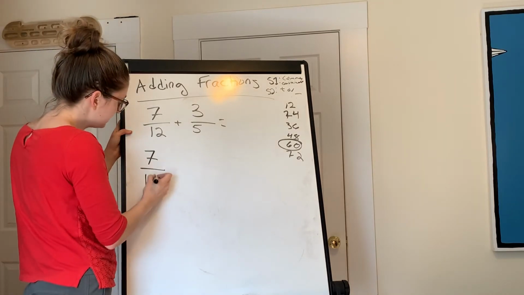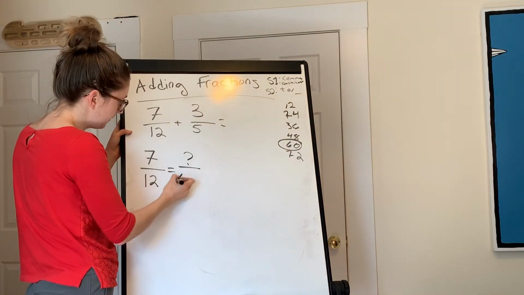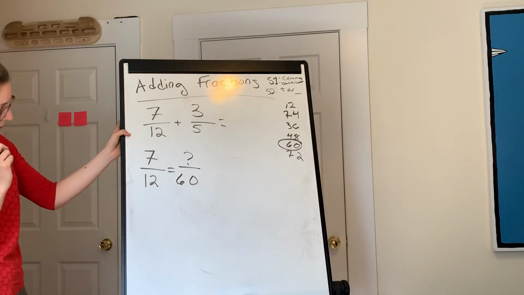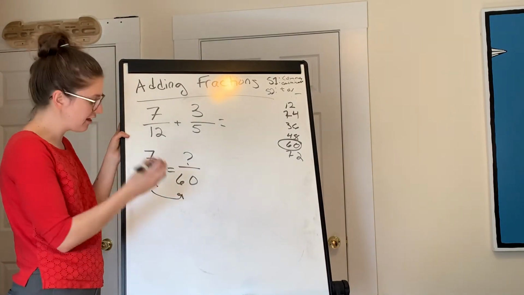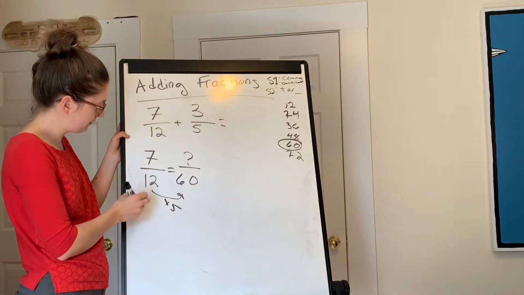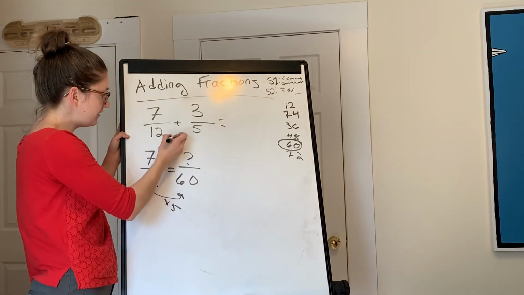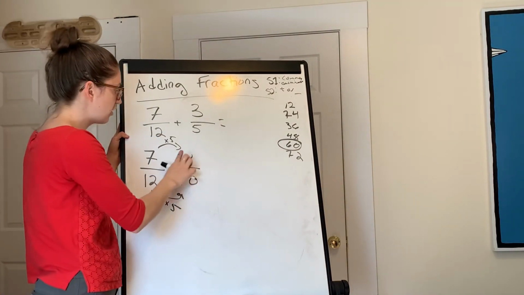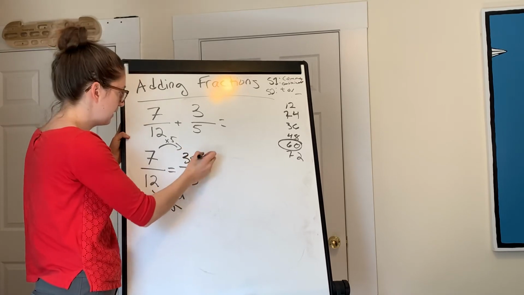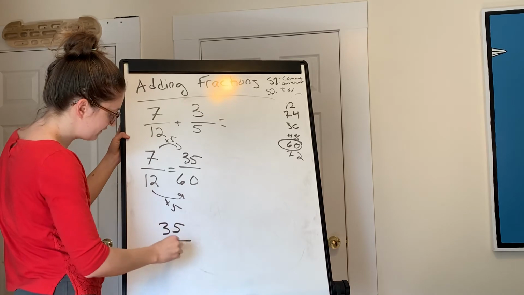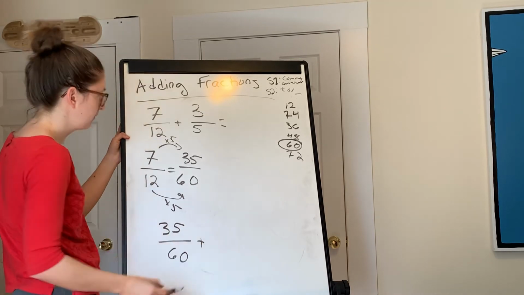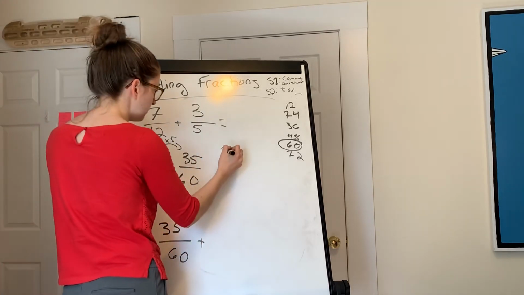So now we have to write 7/12 as something over 60. How do we go from 12 to 60? Remember your math facts? That's times 5. So 7 times 5 is 35. So 7/12 is the same thing as 35/60.